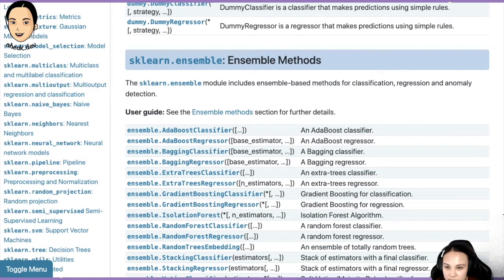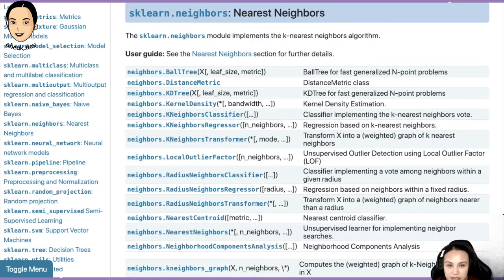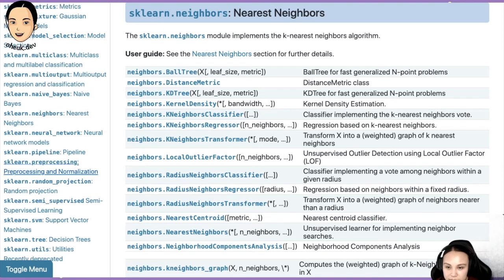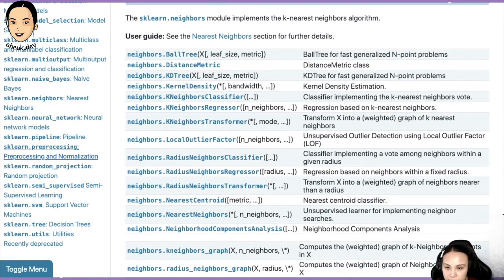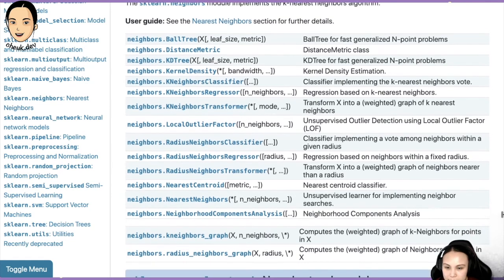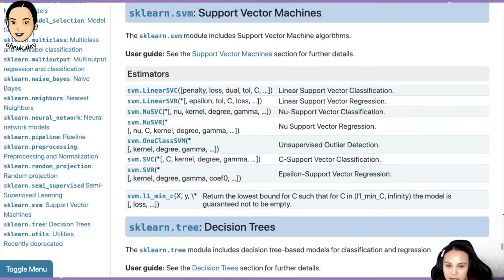Where is it? Yeah, so there are others, for example, neighbors. You can do nearest neighbors to group things into categories. So it says unsupervised learning, and there are also support vector machines here. You can see that there are lots of algorithms for support vector machines, and you can do classification and even regression.